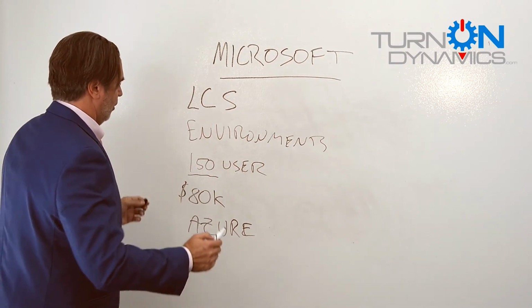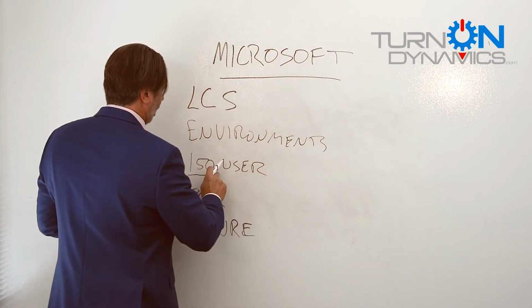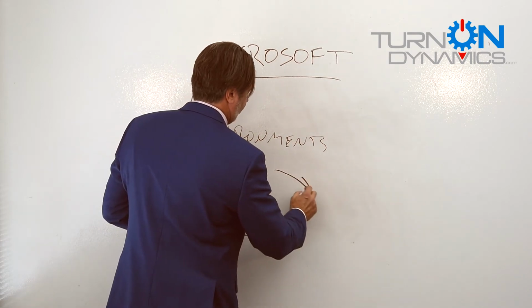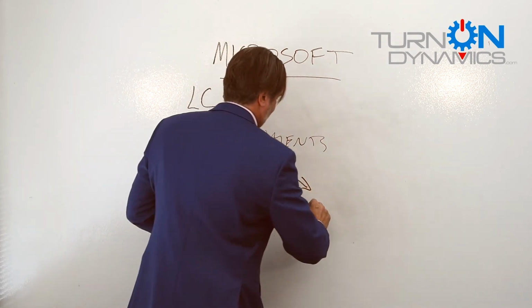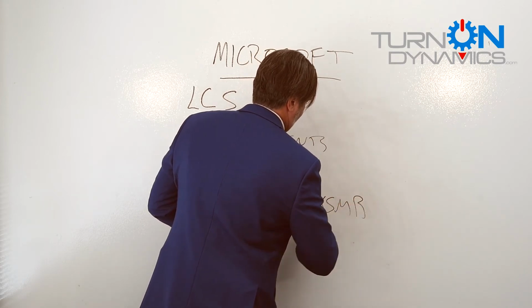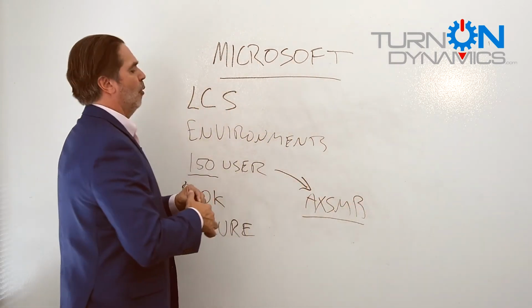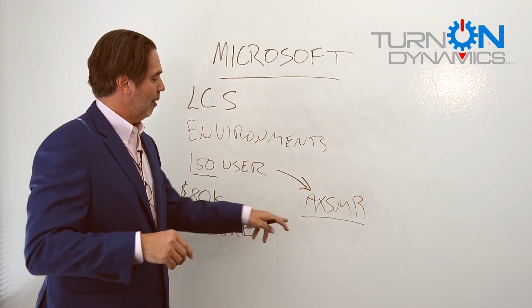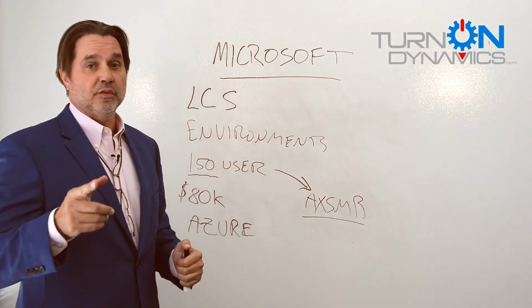So the last thing I want to mention is that when you're below this 150 users, oftentimes you fall into what I've termed an AX SMB. And what I want to do is talk more about what that means to you for an upgrade.